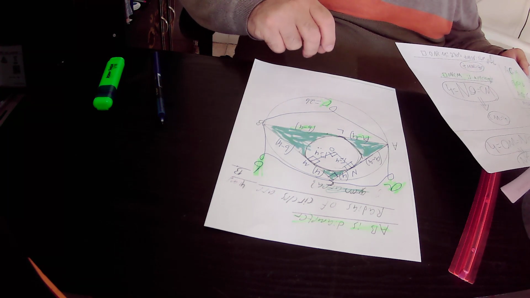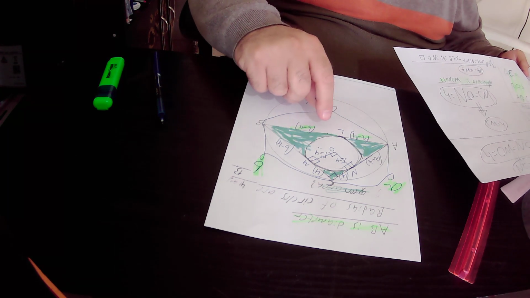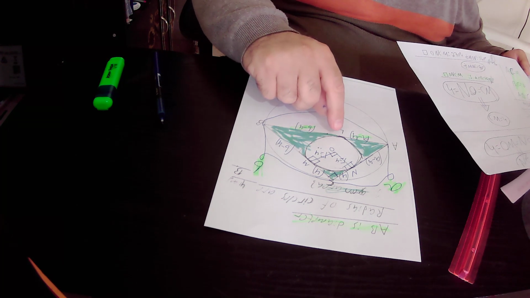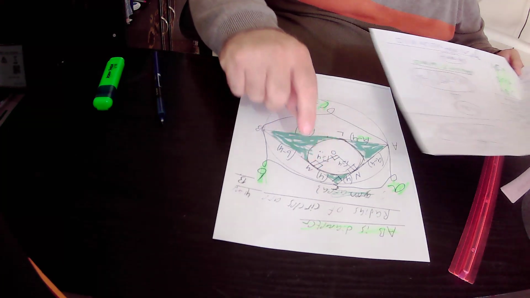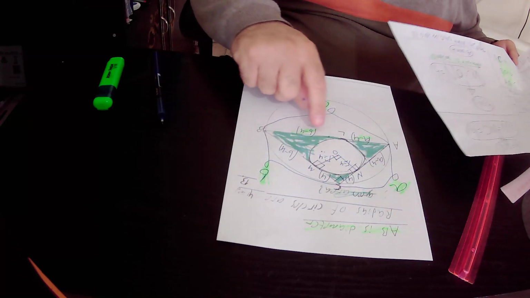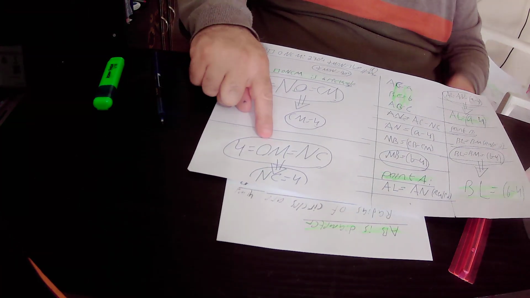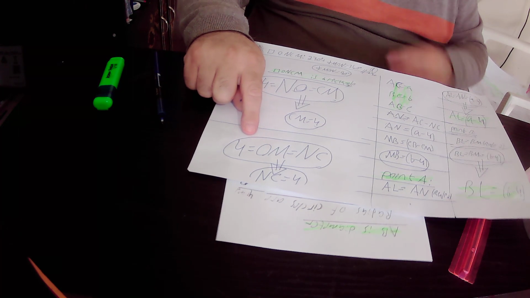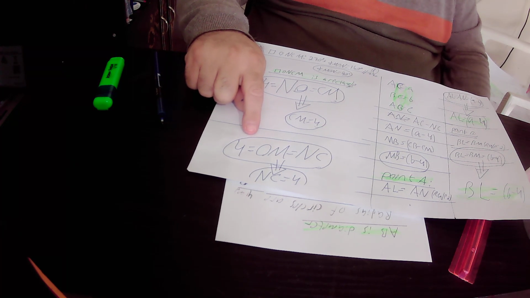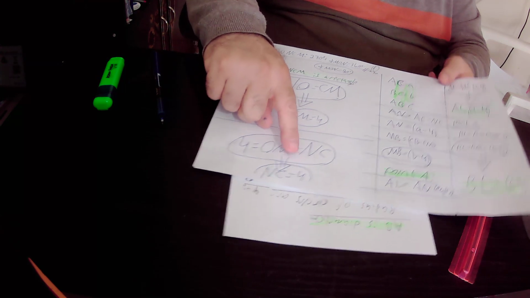Likewise, according to the rule that the opposite sides of a rectangle are equal to each other, we get that OM equals NC. But we already found out that OM equals 4 units. This is the radius of the circle. And from this equation, 4 equals OM equals NC, we derive that NC is also equal to 4 units.